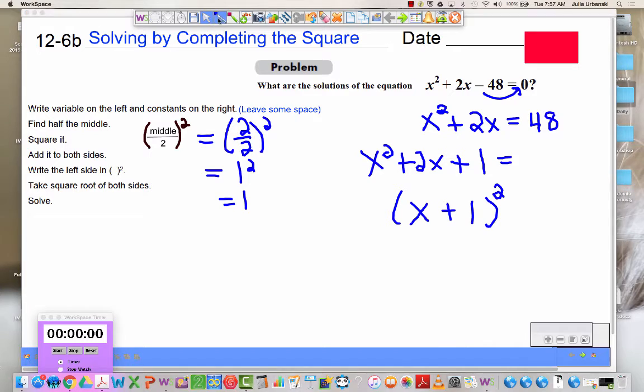If I added 1 in right here, on this side of the equal sign, where else do I have to put it? If you do something on the left side, then what? You have to do it on the right side.